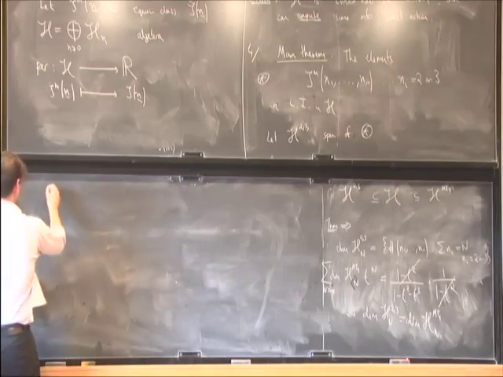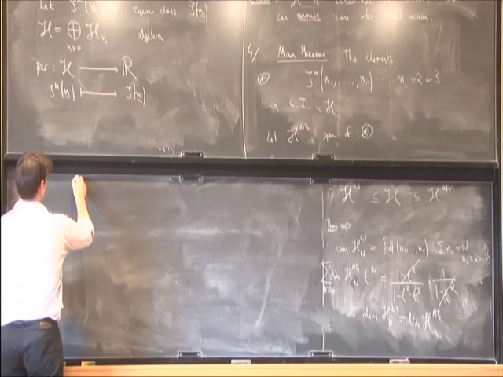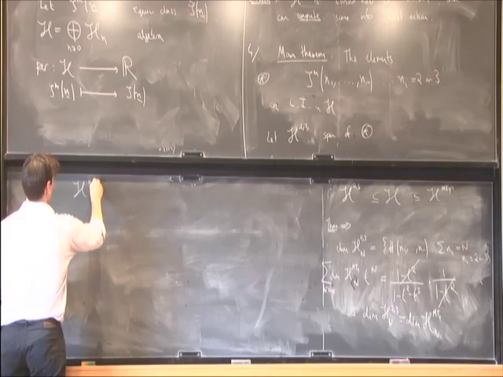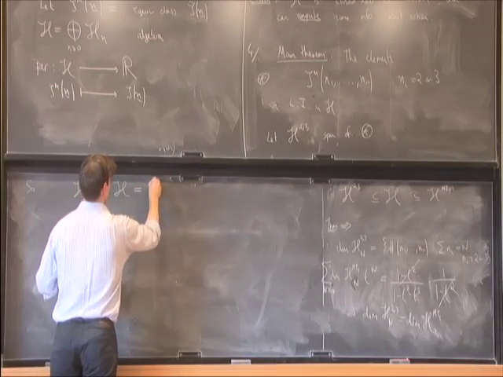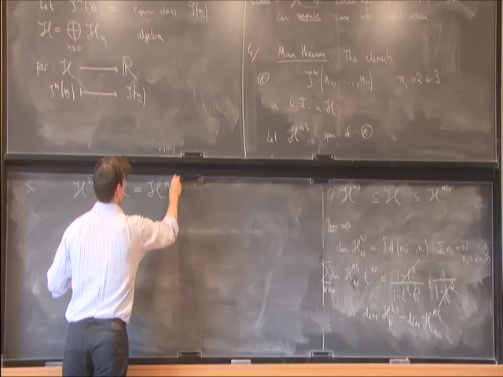Okay, so what we deduce is that H23 is in fact equal to H, which is in fact equal to HMT plus.